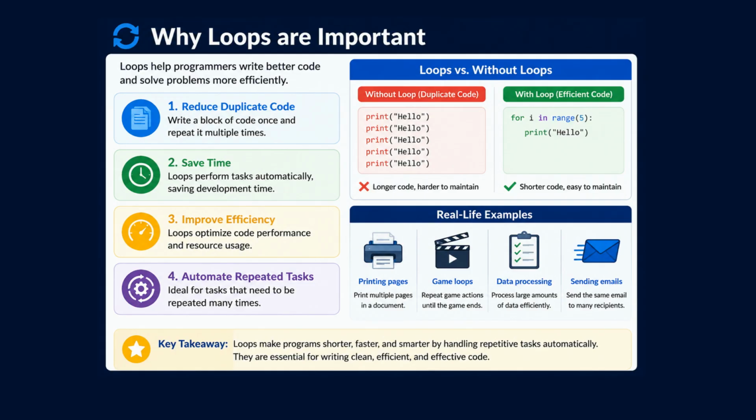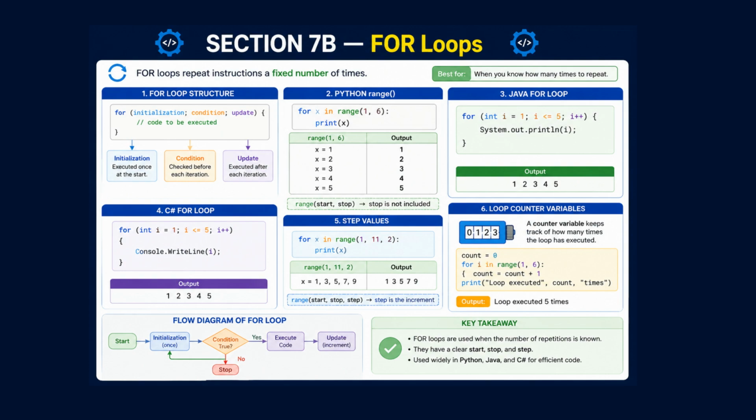The key takeaway is this: loops make programs shorter, faster, and smarter by handling repetitive tasks automatically. They are essential for writing clean, efficient, and effective code. For loops are used to repeat instructions a fixed number of times. They are best used when we already know how many times the loop should repeat.